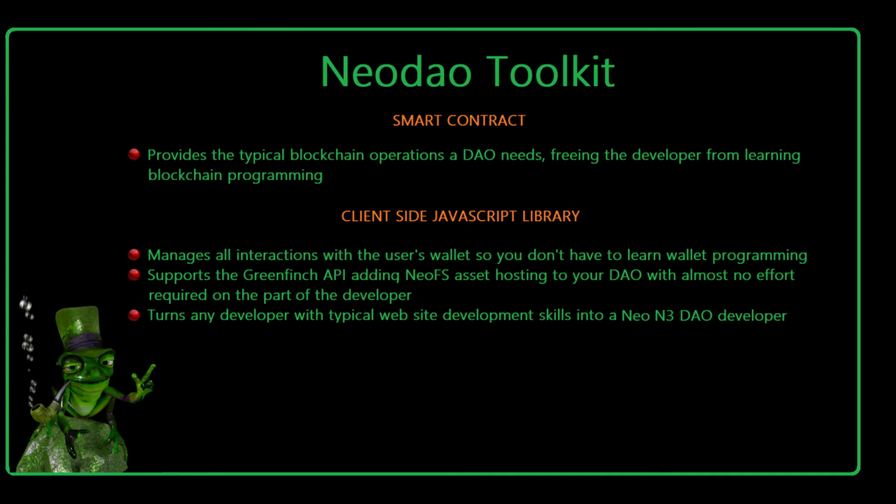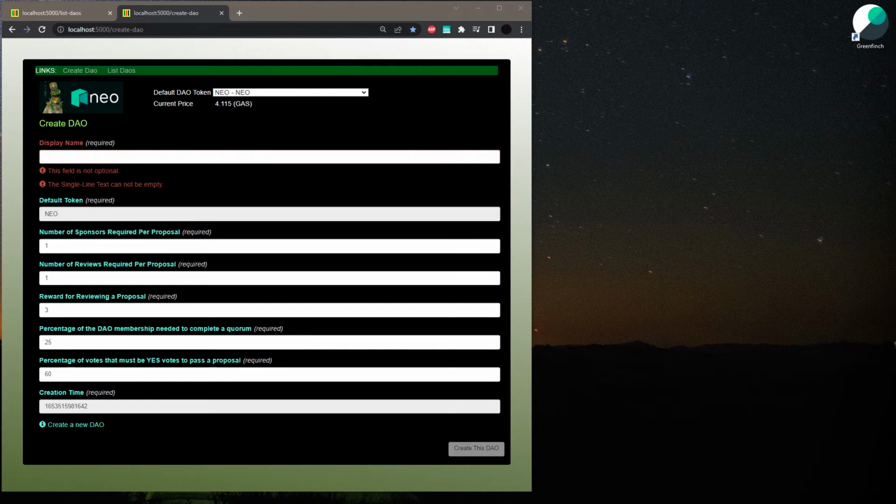To begin the demonstration, we need to give our DAO a name. Let's call it Virtual World Builders. This DAO will be for funding Neo N3 projects that involve the creation of virtual worlds. I'll go over the settings fields.